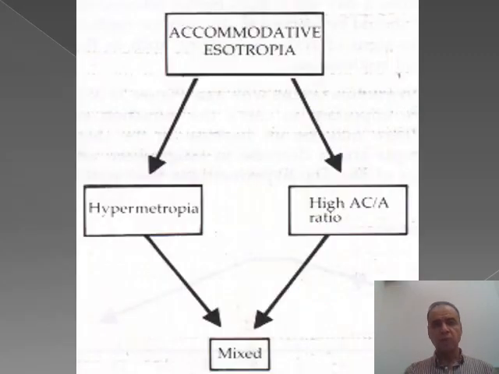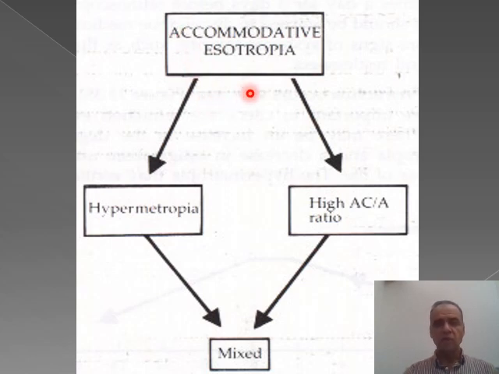So in the ophthalmic department, we are concerned with comitant squint. And according to the direction, the most common, the most frequent type of comitant squint is esotropia. Esotropia in children can be of several types. And before I discuss the types or causes of esotropia, we can divide esotropia into two types, accommodative and non-accommodative.